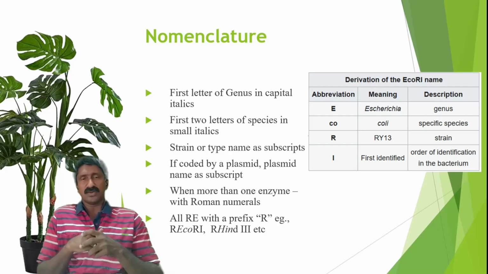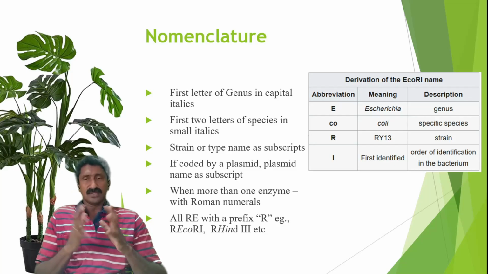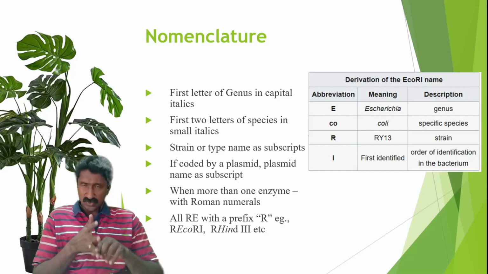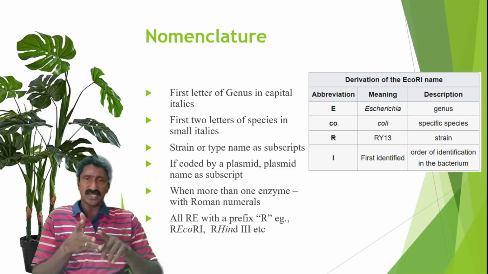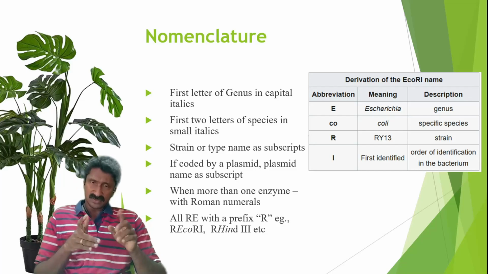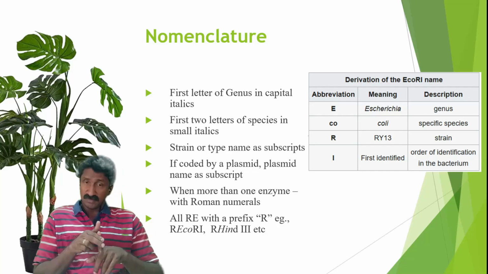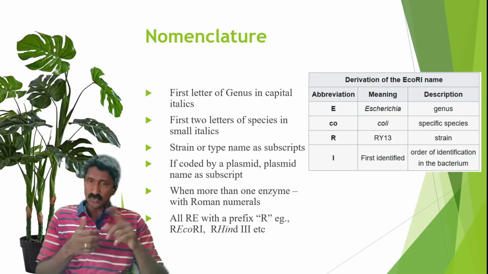So this is the normal nomenclature pattern of restriction enzymes. Usually the first letter of the genus is written in capitals. The first two letters of the species are written in small italics. Then the strain, type or name is written as a subscript. Then if coded by a plasmid, the plasmid name is written as a superscript.